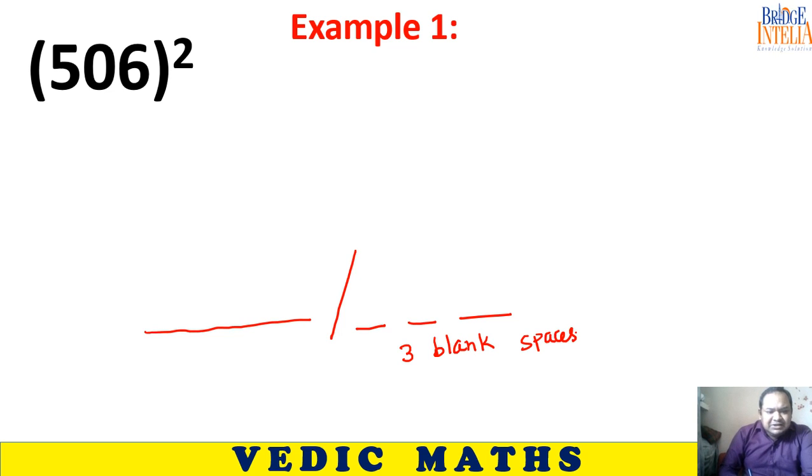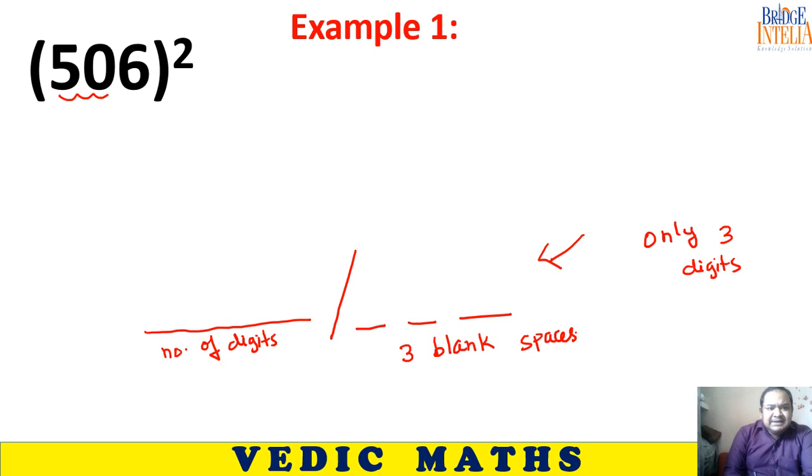In part 1 you don't have to worry about the number of digits. In part 2 there are 3 blank spaces, which means only 3 digits can be written here. That is the meaning.